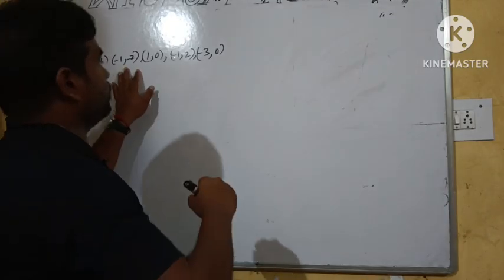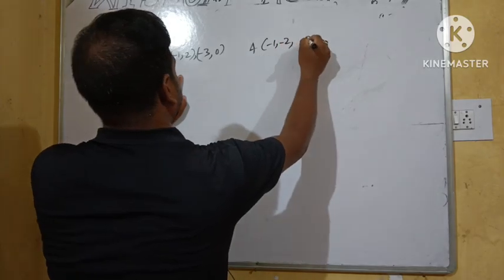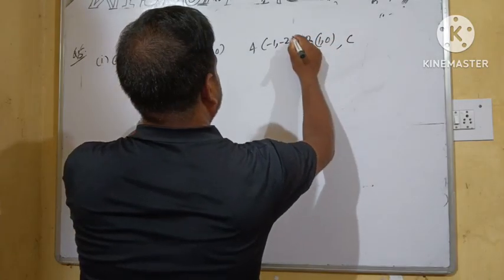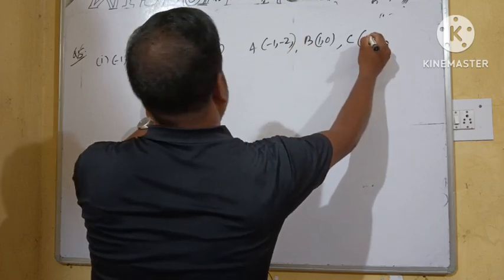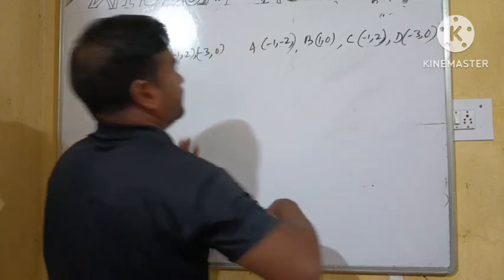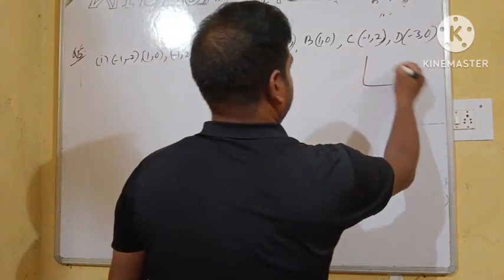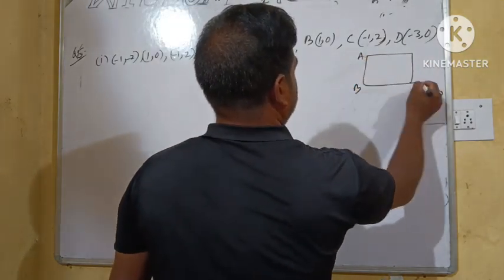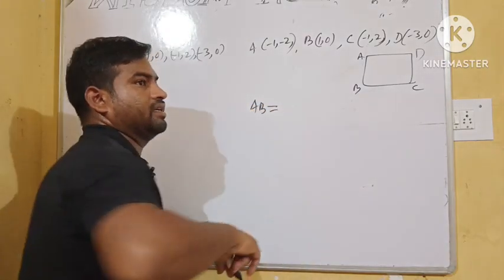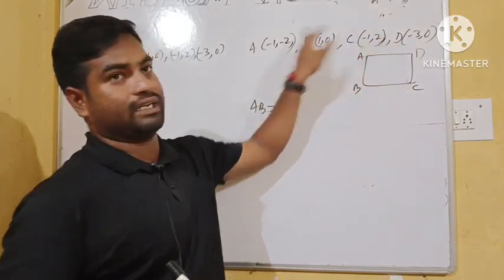Suppose these are the 4 points of a quadrilateral. Take A as (-1, -2), B as (1, 0), C as (-1, 2), D as (-3, 0). Then we have to find AB, BC, CD, DA and the 2 diagonals. Similarly, using the distance formula, we have to find AB, BC, CD and DA.